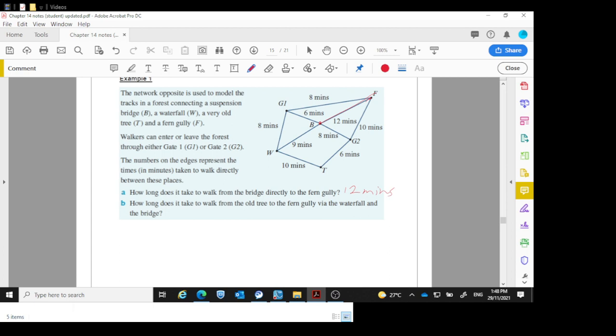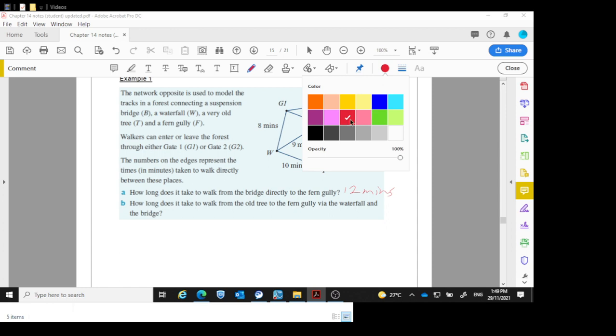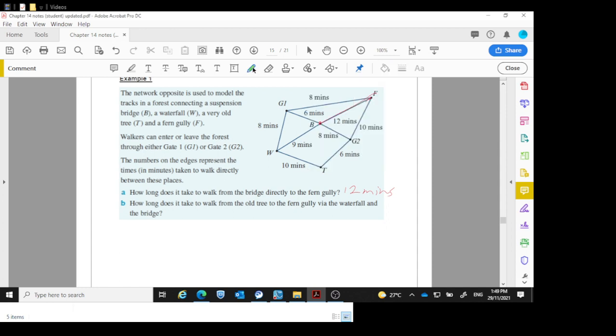Part B, how long does it take to walk from the old tree to the fern via the waterfall and the bridge? So I'll do this in green. From the old tree to the fern, we're going to start here. So the tree, this is part B. We're going to go via the waterfall, so there to W, and then to the bridge, to B, and then to that one. So we've got 10 plus 9 plus 12. So we've got 31 minutes for part B.